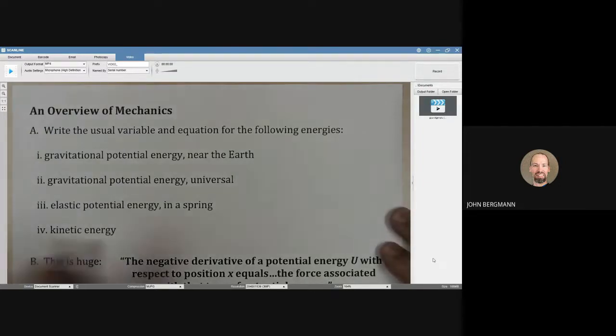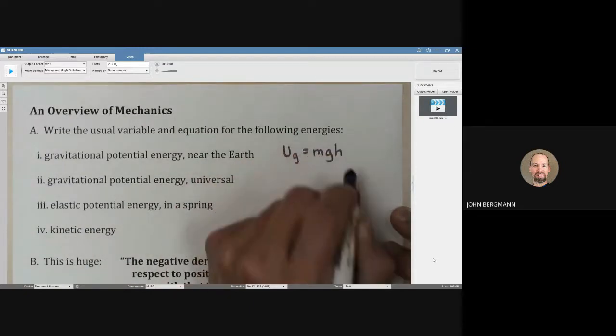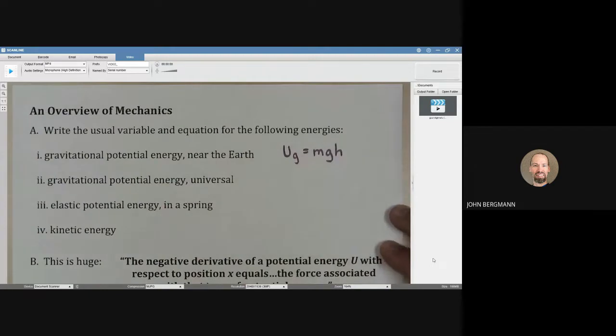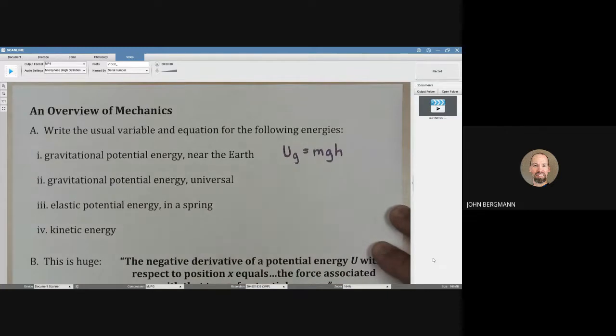Gravitational potential energy near the Earth: m times g times h. You probably used that in a first-year physics class. We use capital U for potential energy.